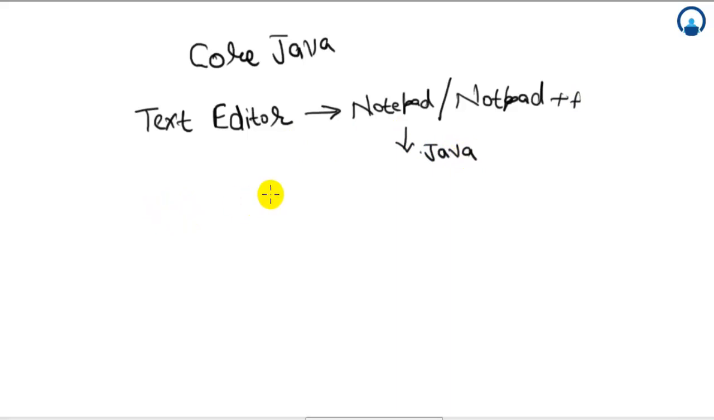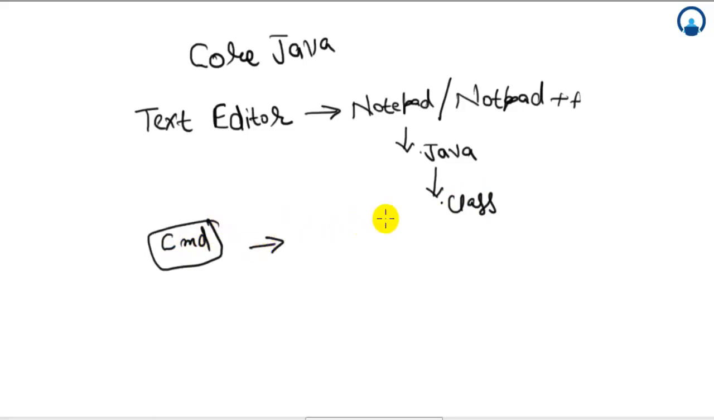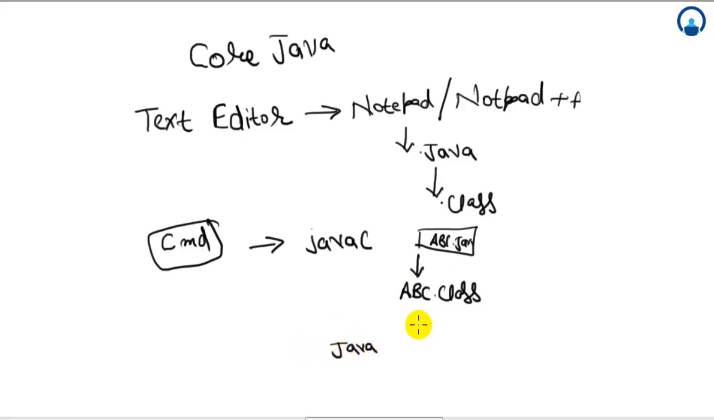Then we'll have to generate a class file out of our .java file. For that, suppose we are running the program in the command prompt, and to compile or generate the class out of a Java file, we simply say javac, space, then the name of our Java file. Suppose it's abc.java. When we do this, at the output we'll get the abc.class file. And again, to see the output of the program, we say java, space, our class file name. So this is the process which we follow.